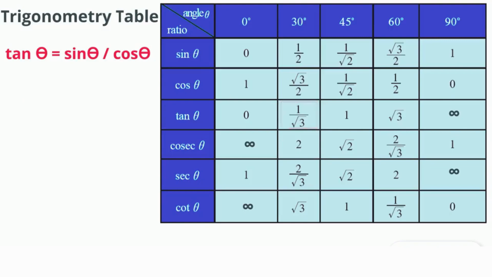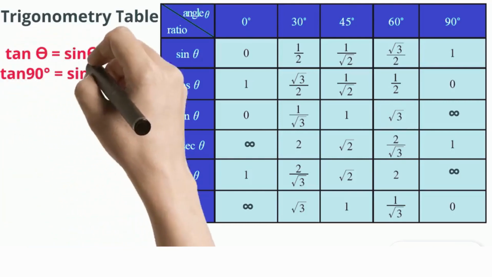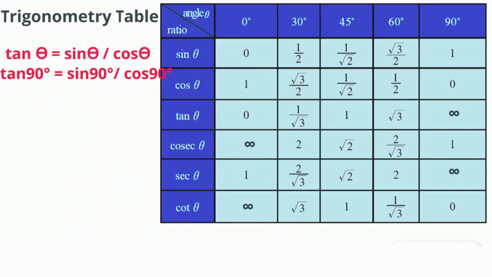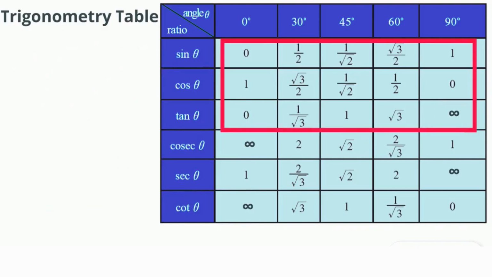Tan 30 degrees is equal to 1 divided by root 3. Next, tan 45 degrees. Tan 45 degrees is equal to 1. Next, tan 60 degrees. Tan 60 degrees is equal to root 3. Next, tan 90 degrees. Tan 90 degrees is equal to sin 90 degrees divided by cos 90 degrees, which is equal to 1 divided by 0. 1 divided by 0 means not defined, that is infinity. Tan 90 degrees is equal to infinity. Now we got 3 lines.